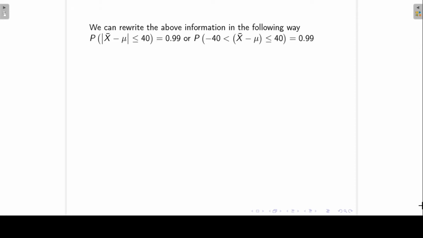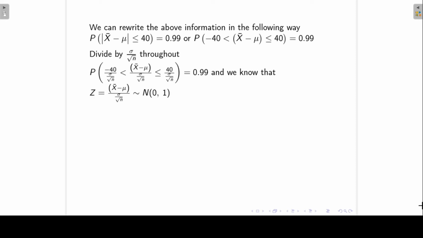So we can rewrite the above information in the following way. The probability that the absolute difference between the sample mean and the population mean is less than 40 is equal to 0.99. We can also say the probability that the difference between x bar and mu, the sample mean and the population mean, lies between minus 40 and positive 40 is equal to 0.99.